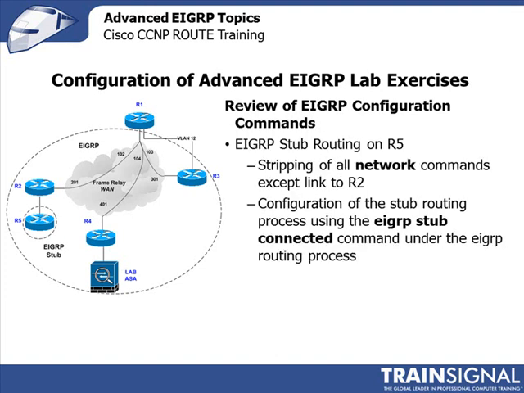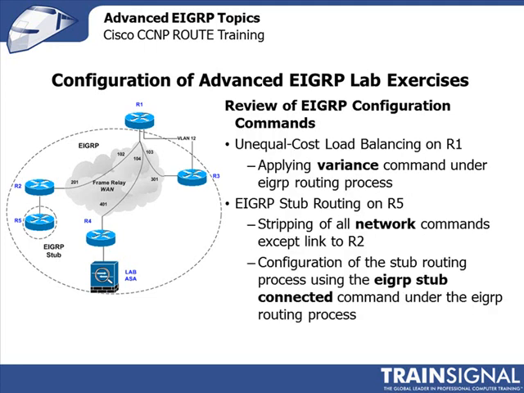And then finally, we'll do EIGRP stub routing and the variance command for load balancing. We'll also be applying unequal cost load balancing on R1, as we talked about before, so that the frame relay and the VLAN interfaces will both be considered valid. That'll be using the variance command. We'll be applying EIGRP stub routing on R5. We'll strip out all the existing network commands except for the link between R2 and R5. And then we'll configure stub routing using EIGRP connected, which will just take the simple connected routes and propagate them up to R2.